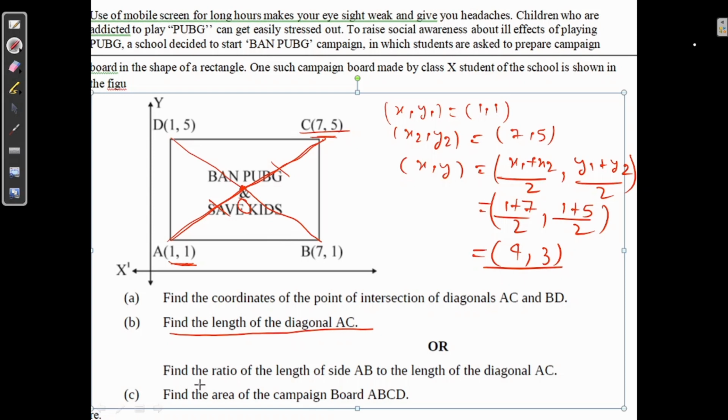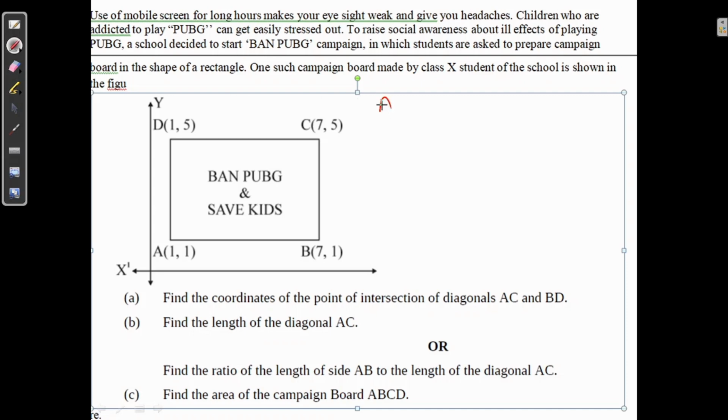Now look, find the ratio of length of side AB to the length of diagonal AC. This can be complicated. So I need the ratio of length of side AB and length of diagonal AC, meaning I need AB upon AC. So first I have to find AB, then I have to find AC. Okay, so let me solve this problem.